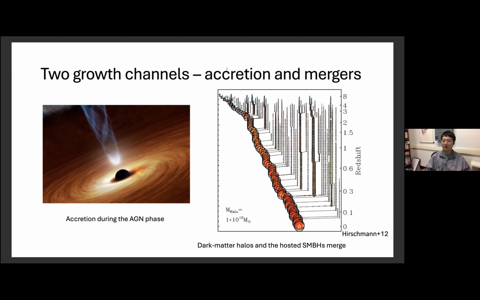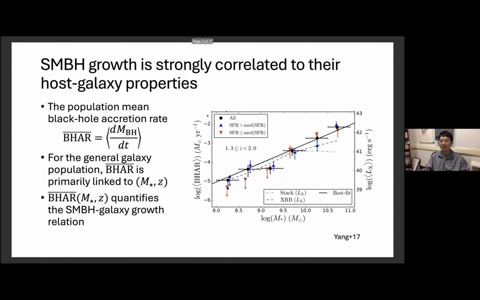And I will talk about the first channel, the accretion channel, and then talk about the mergers in the second part. So for the accretion-driven growth, it has been shown that this channel is strongly correlated to the host galaxy properties. And let's first define a parameter called population mean black hole accretion rate, or BHAR. This parameter is just defined as the black hole mass increasing rate averaged over the whole galaxy population.